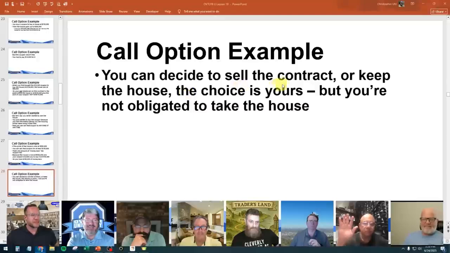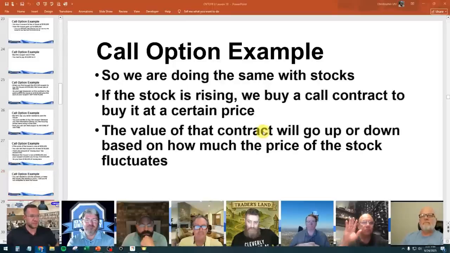You can decide to sell the contract at any time or keep the house. The choice is yours, right? Brad, the choice is yours. You can sell the house. You can sell the contract. Do whatever you want to do. You're not obligated to do anything at the end of the day, right? You have the right to do whatever you want.